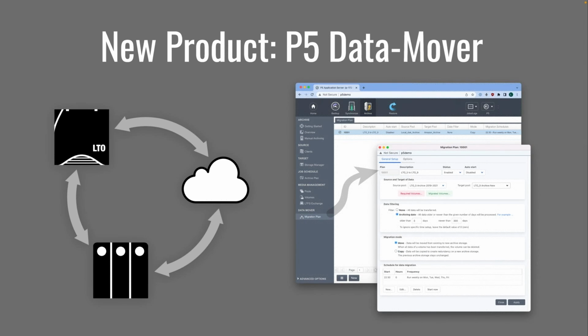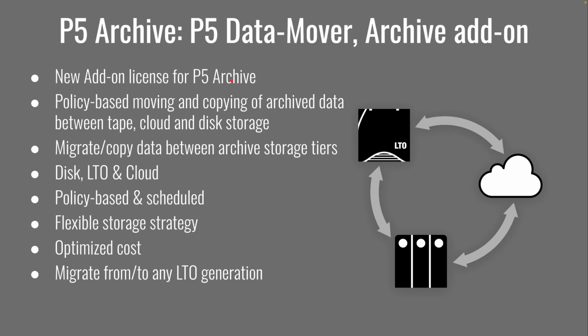So now we come to the new part, the new module, which is called P5 Data Mover. So this is an entirely new piece for the product. You can see it has its own position in the UI here, has its own configuration. So what is P5 Data Mover? It's a new add-on license for P5 Archive. So that means that in order to make use of Data Mover, you have to already be using P5 Archive to archive files to either disk, tape, or cloud.